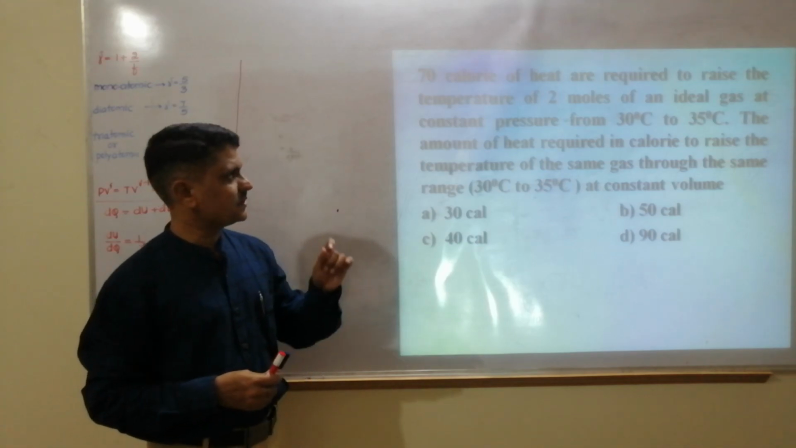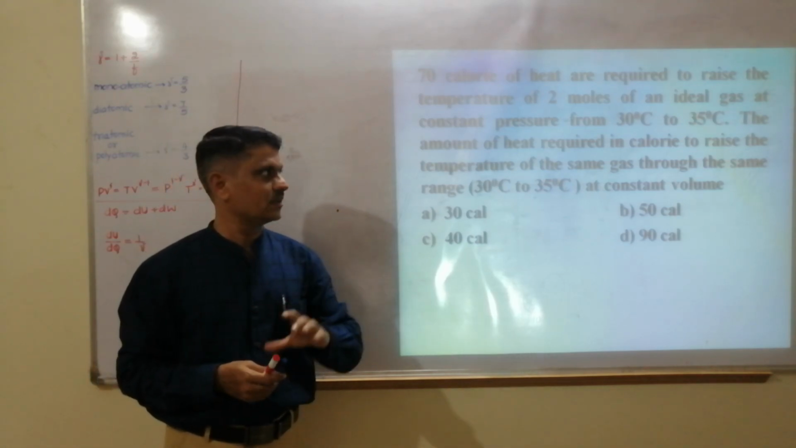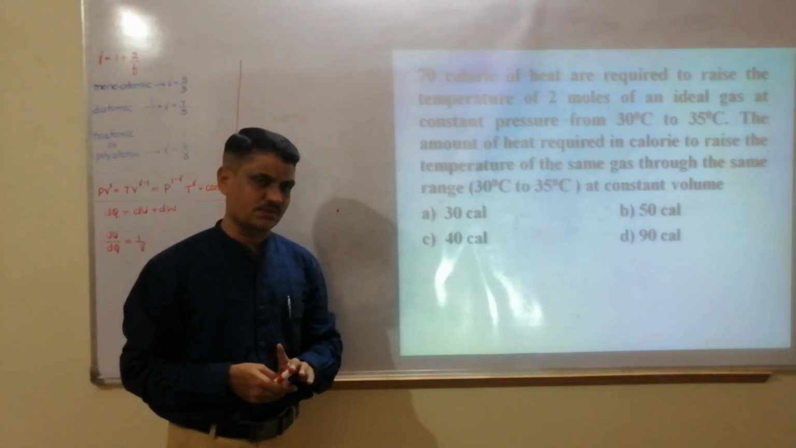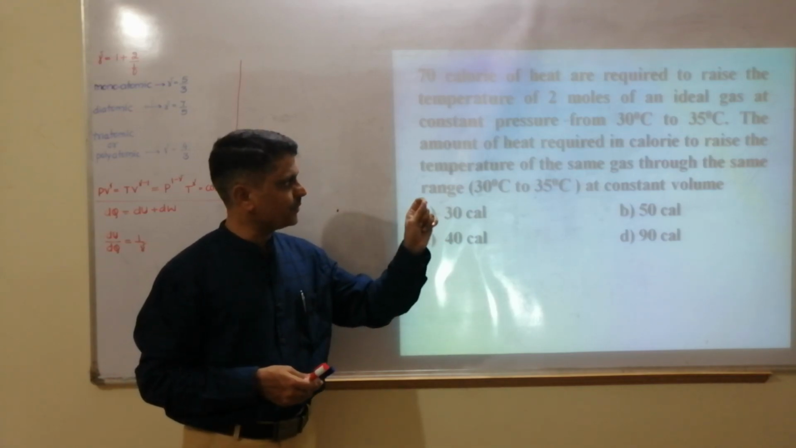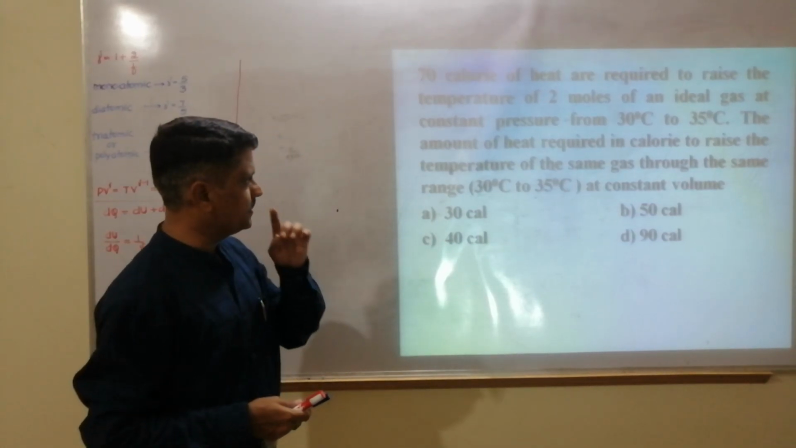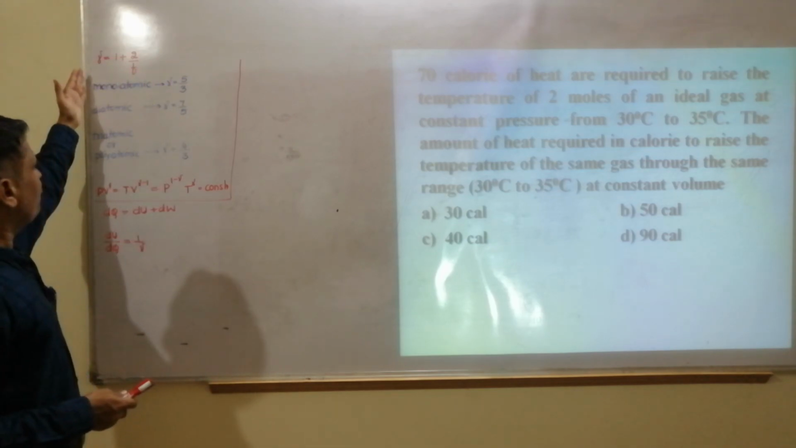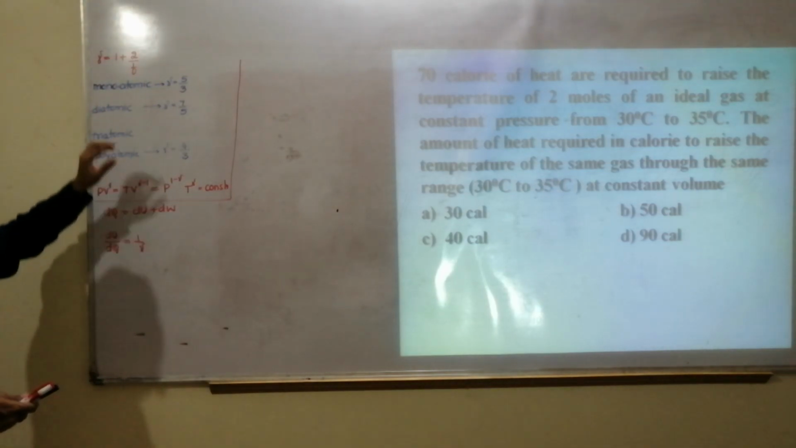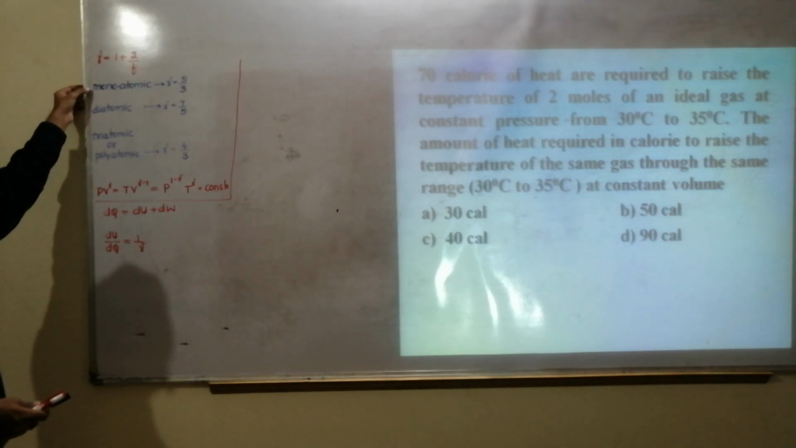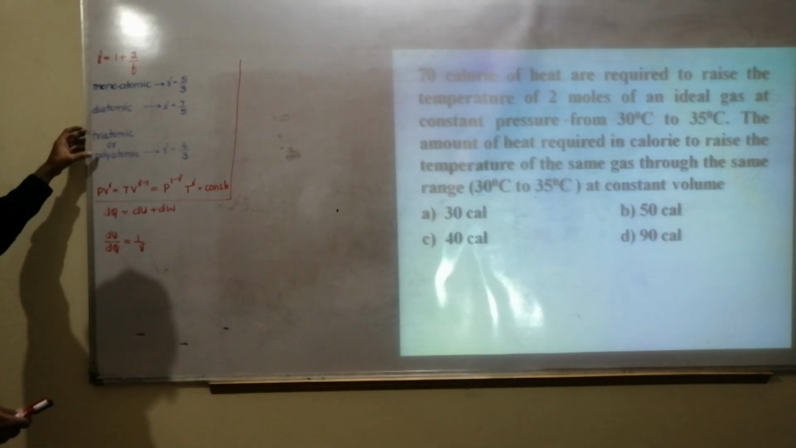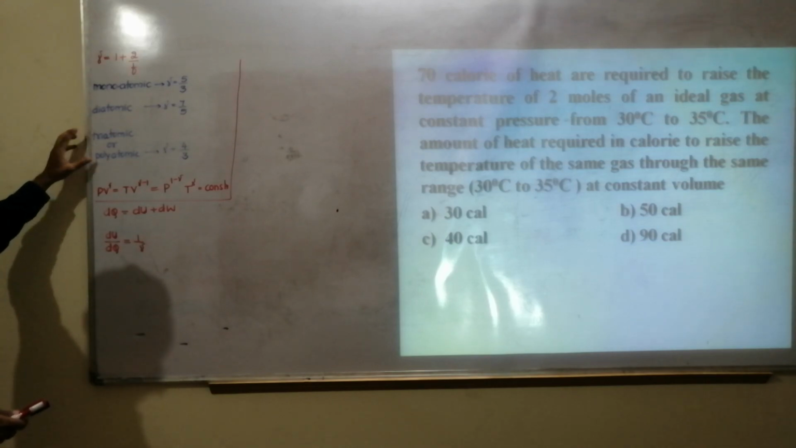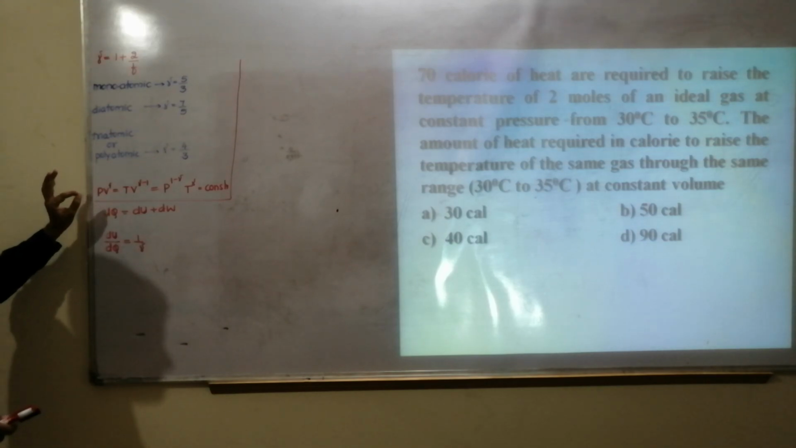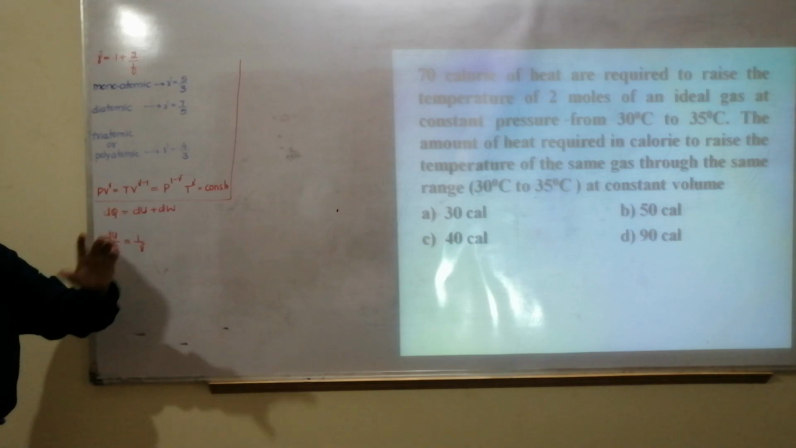Today we discuss some problems on work done in different processes. Before starting these problems, see some values we have taken in the last topic, that is the value of gamma for monoatomic, diatomic and triatomic, as well as the relation for adiabatic process.